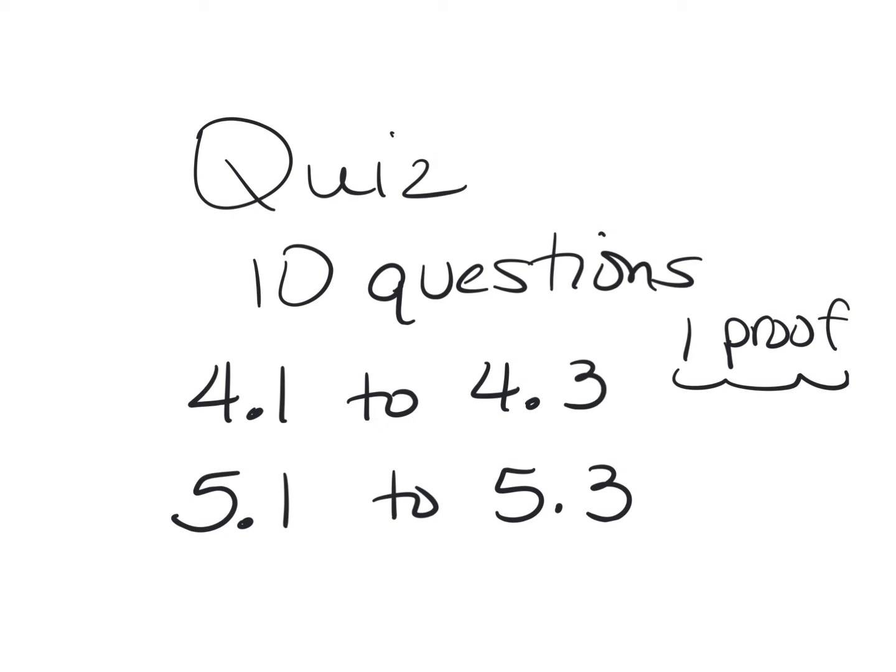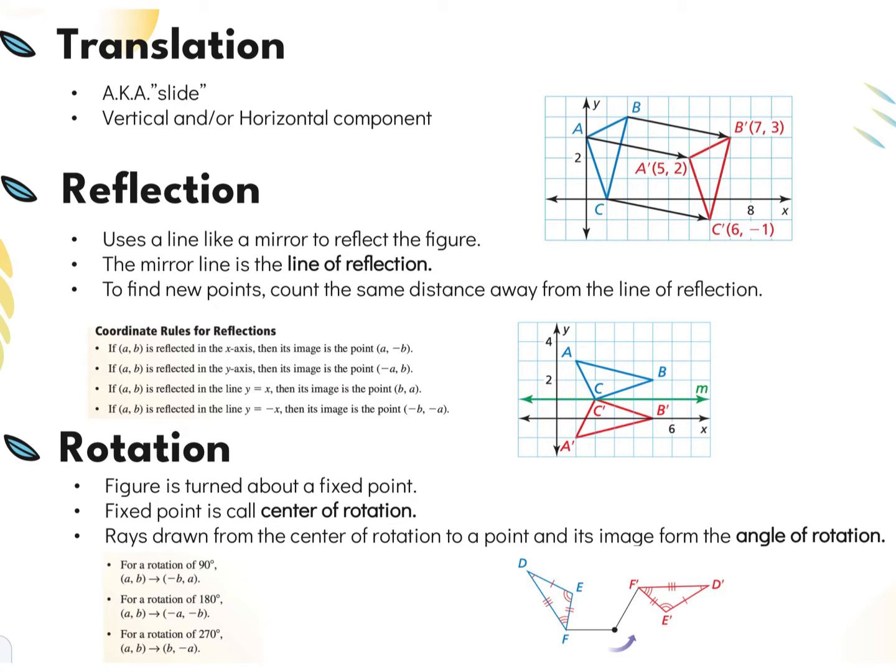Now, before I get into the review, this is actually just a screenshot of the notes from section 4.1 to 4.3. This is sort of describing the 3 different types of transformations that we talked about. The first one is the translation, and that's a slide. The second one is a reflection, and that's like a mirrored image or a flip. The last type of transformation is called a rotation, and that's like a turn.